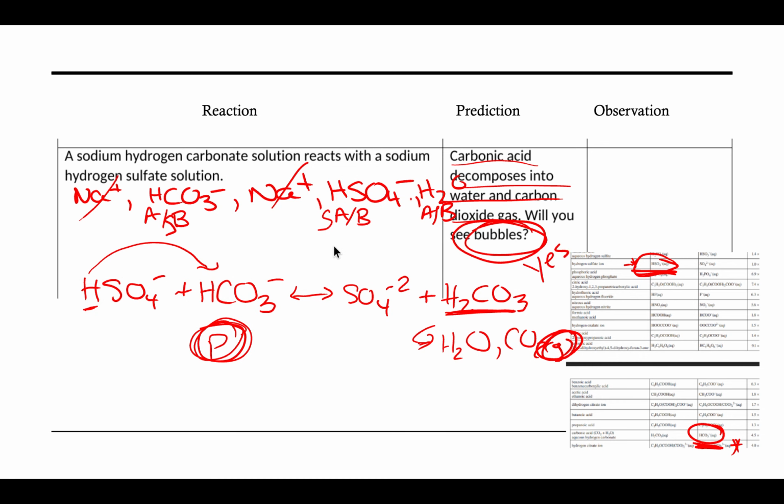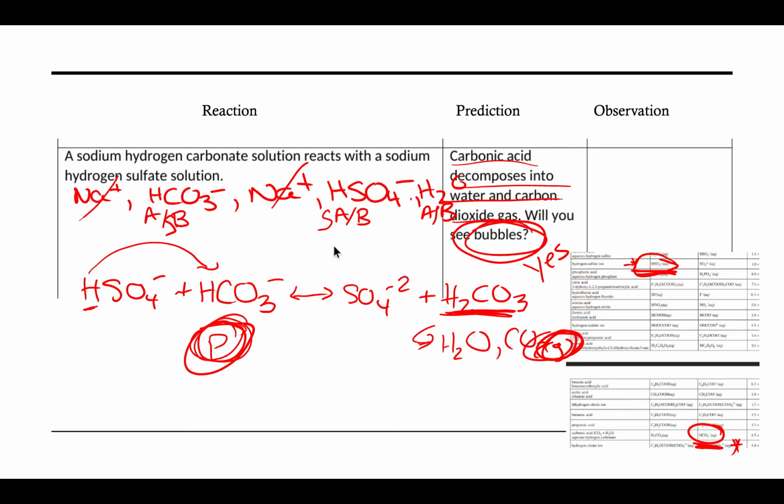Now, if the same situation happened, but the reaction laid onto the left-hand side, reactants being favored, then you wouldn't, because that H2CO3 wouldn't be on the correct side. So it's on the side we need it. It's being formed. Because of that, we should see bubbles.